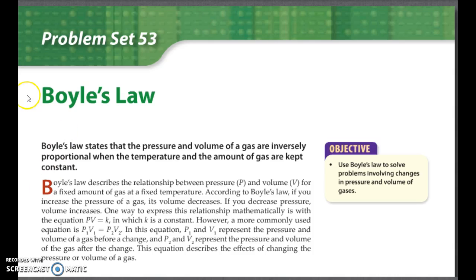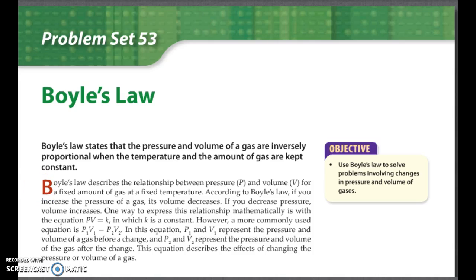So we're moving on to problem set 53, which is Boyle's law. Use Boyle's law to solve problems involving changes in pressure and volume of gases. Boyle's law states that the pressure and volume of a gas are inversely proportional, meaning when one goes up, the other goes down, when, of course, the temperature and the amount of gas are kept constant.